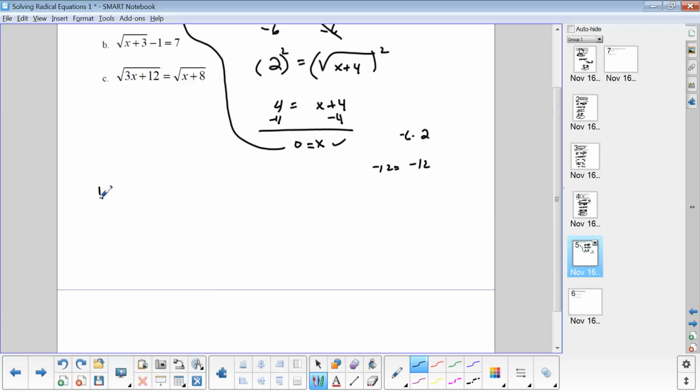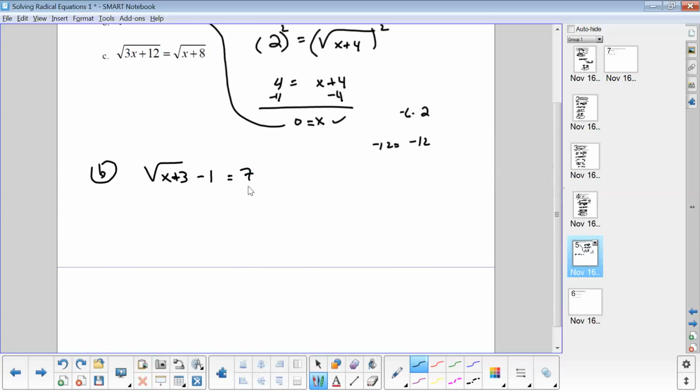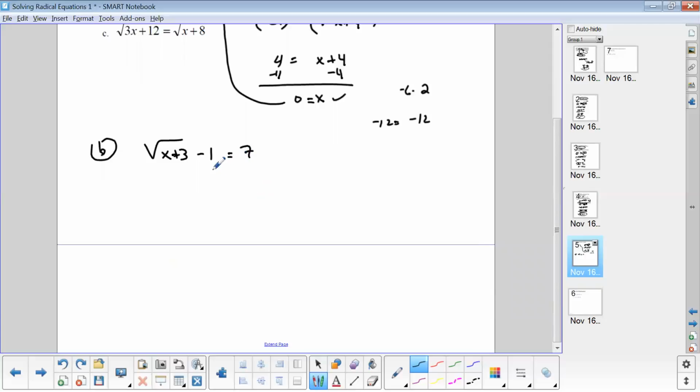So let's look at part B. And that is the square root of x plus 3 minus 1 is equal to 7. So there's the original. So I'm going to add 1 to both sides. And I'm going to get the square root of x plus 3 is equal to 8.